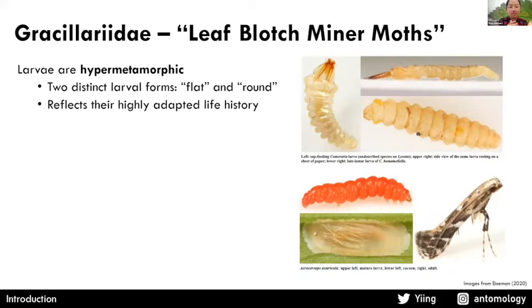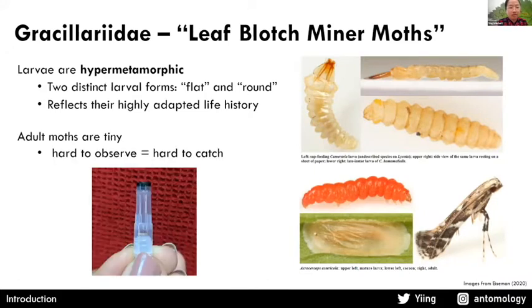Then as it develops, it may turn into this round tissue feeding form that is more cylindrical and indiscriminate about what tissue it's feeding on. As you can imagine, something that lives inside a leaf is really small as an adult, and that means they're quite hard to observe. So that's it right there.